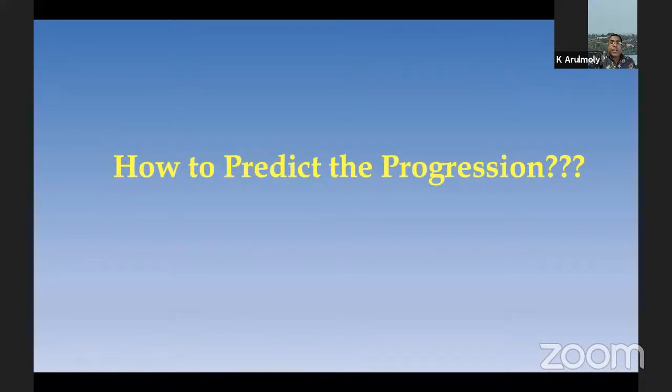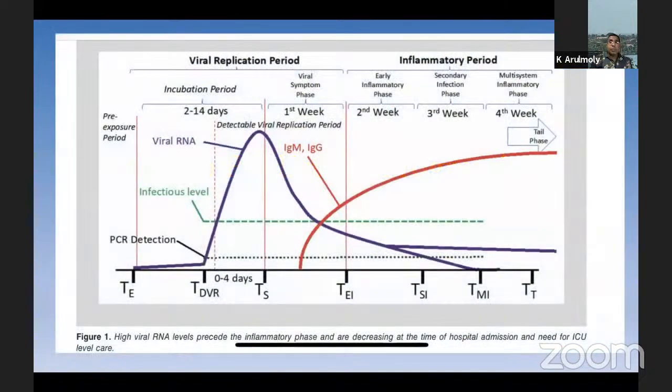So how to predict the progression of the disease? This is important. So we know all these guidelines and when to give oxygen and all those things. It's all standard on protocols. So how to predict the progression? That is very important. Can you go to the next slide, please?